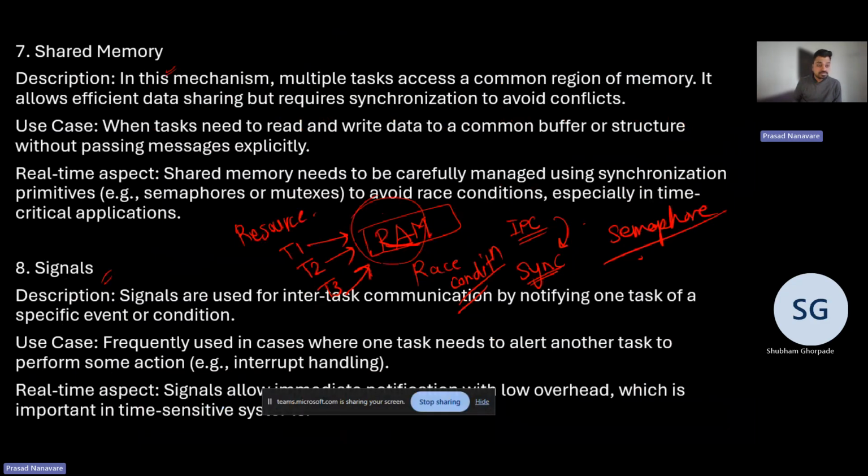Next is signal. Signals are used for inter-task communication by notifying one task of a specific event or a condition. So again, as the word says, it's just a signal. It just informs the task about the condition that is going to occur, and that's how synchronization is achieved using signals.